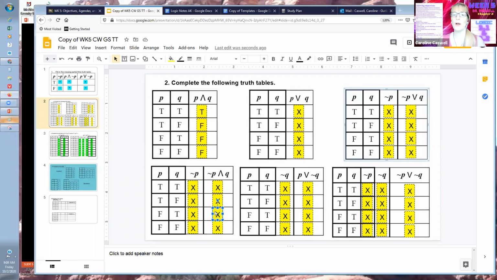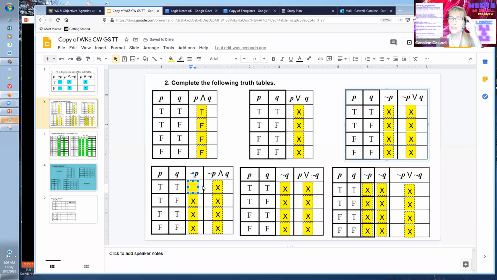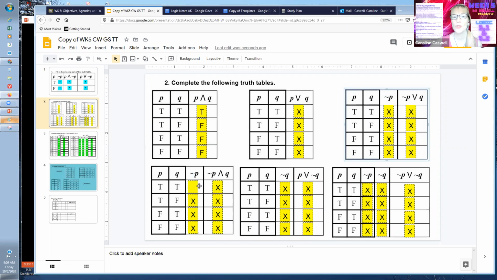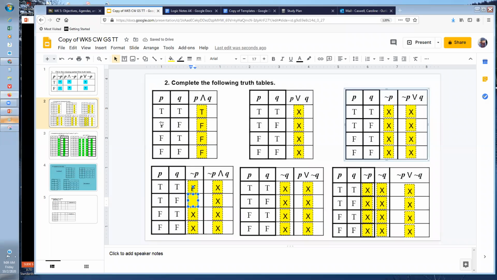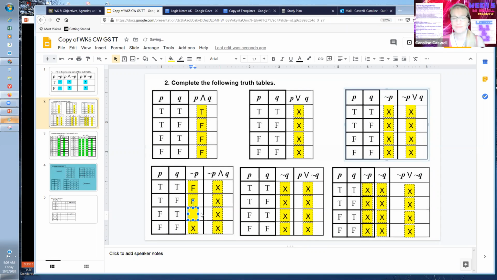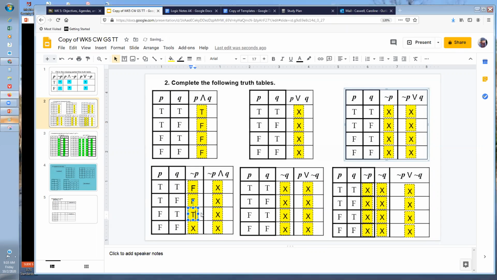Now, I have a column of not P. What are those going to look like? All you're going to do is go back in your mind to, okay, well, what's not P? Well, it's whatever P isn't. So I have P here to be T. So what would not P be? False. That's correct. I have T for P. What would not P be? False. False again. I have false for P. What would not P be? True. Good. The opposites. Excellent.